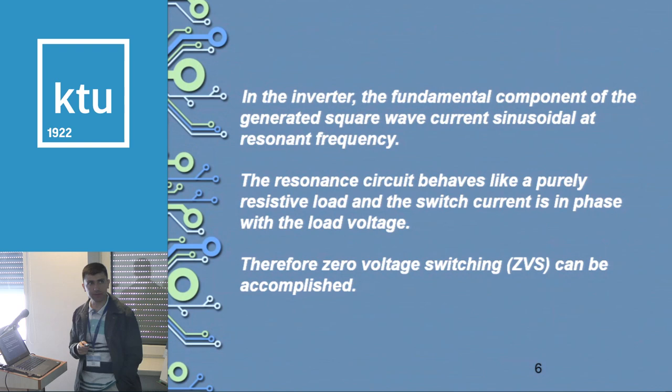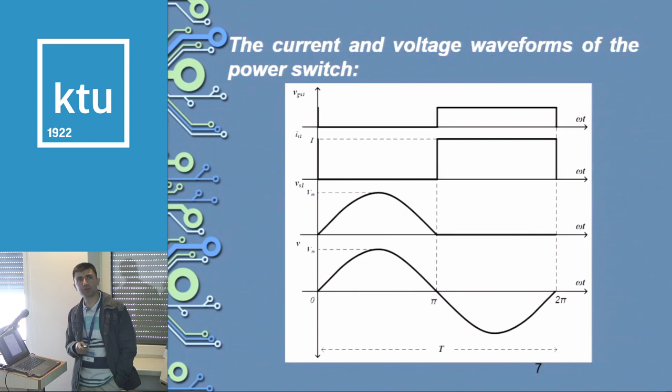The resonance circuit behaves like a purely resistive load when we choose the resonance frequency as the switching frequency. Therefore, soft switching, it means in this circuit, zero voltage switching can be accomplished. And these are theoretical waveforms of the parallel resonant inverter. This is the control signal of the power switch, and the square wave current is driven by this switch. When we choose this converter's frequency at the resonance frequency, the output voltage of the circuit will be in phase with the input current of the inverter branch.